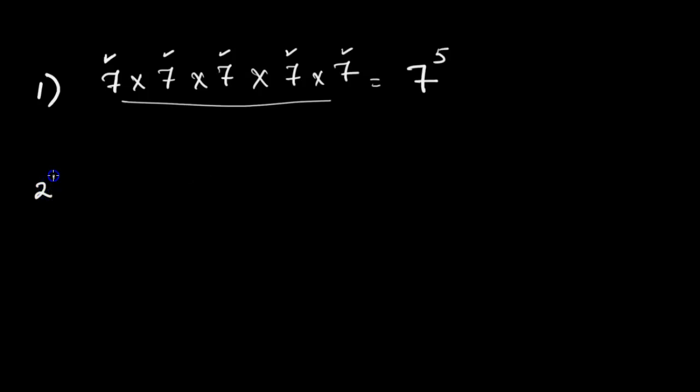The question can be asked the other way around as well. We could be given the number in the form of an exponent and we could be asked to write it down in standard form. So we would write down 6 being multiplied with itself 4 times.